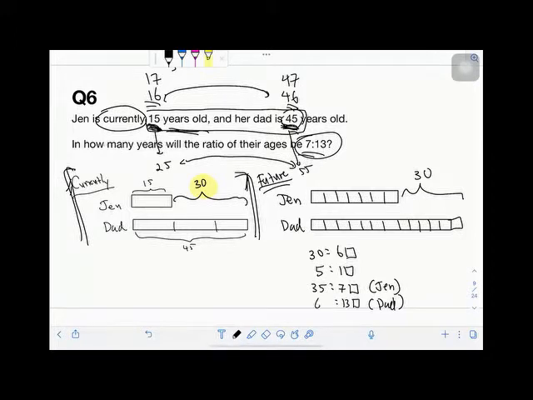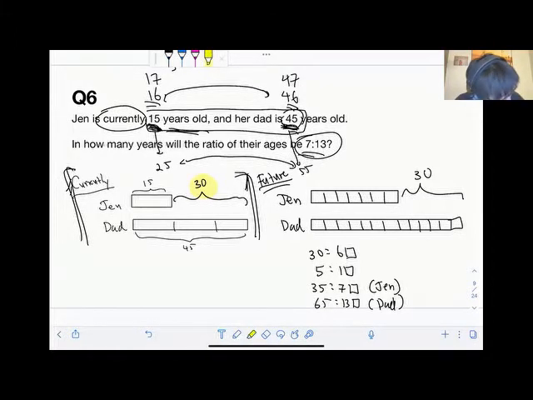13, 65 po. Yon. So in how many years, no? Kung si Jen 15 ngayon, in how many years? So 35 minus 15. 35 minus 15 equals 20 years po.